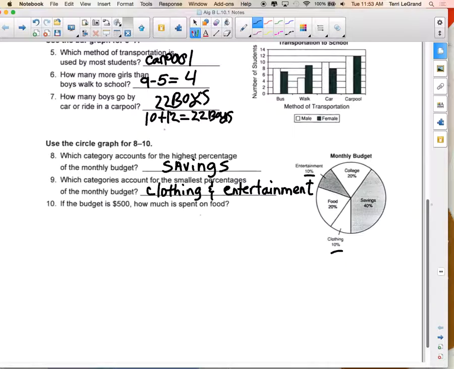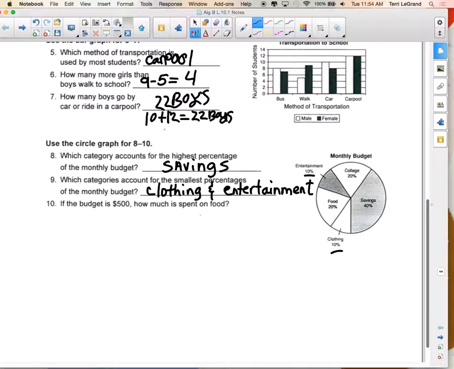Number 10, if the budget is $500, how much is spent on food? Well, we're going to show our work here before we use our calculator. So what would we do? I'm sorry, what? Could I have somebody raise their hand and talk to me, just one person, because I'm not very good at deciphering between 2 or more. Would we divide 500 by 0.2? Okay, divide 500 by 0.2. Let's try it.